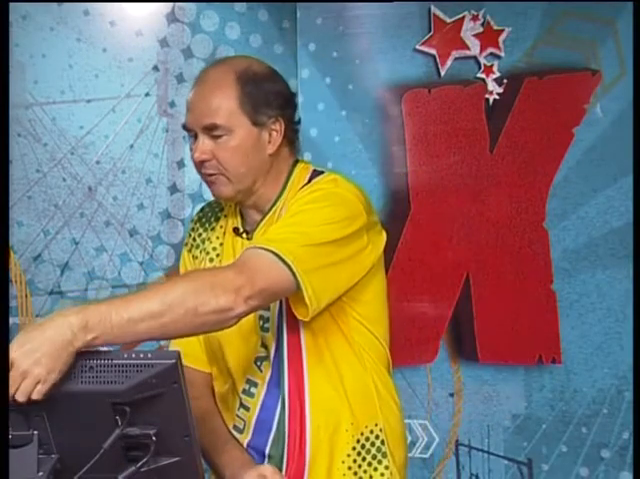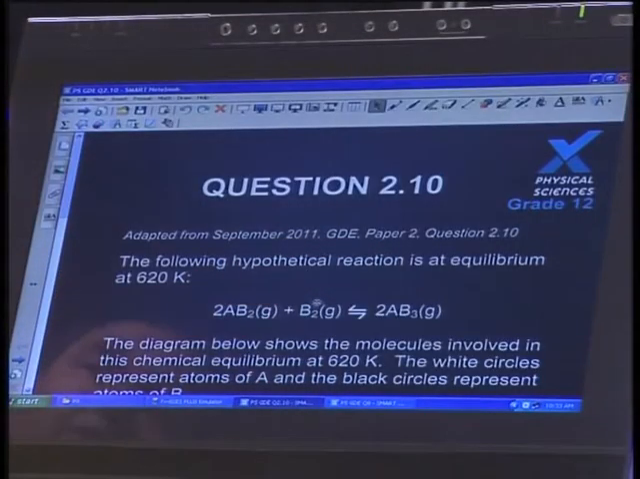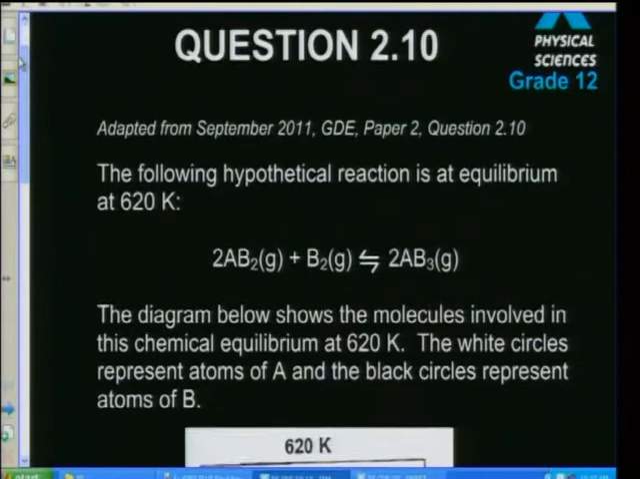And the first question I want to deal with is a short question from the GDE paper. We're going to take a look at it because it's an interesting question in terms of the application. So here it is, question 2.10, and here we go.